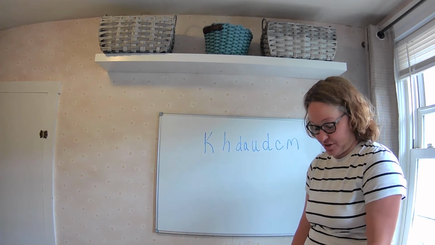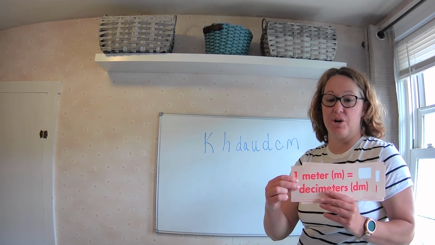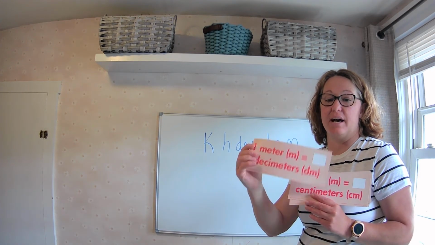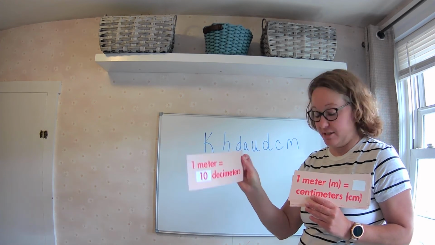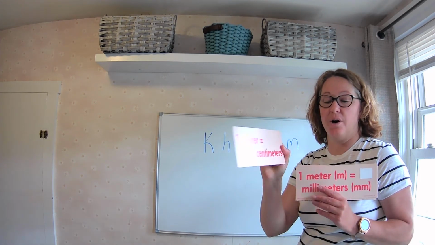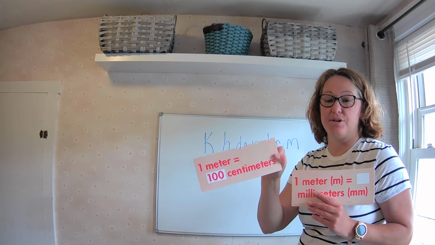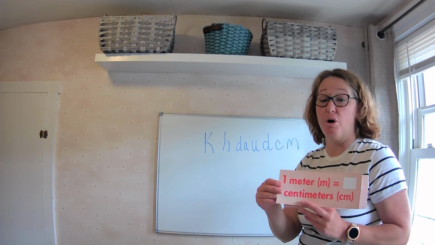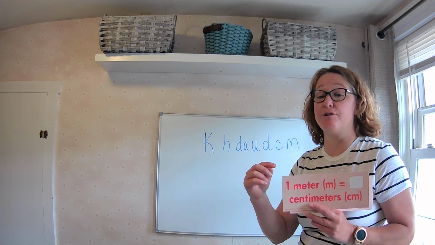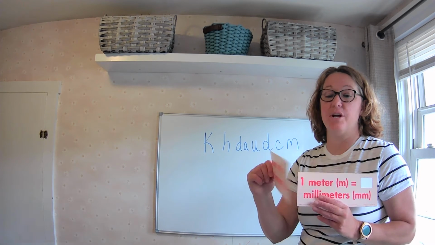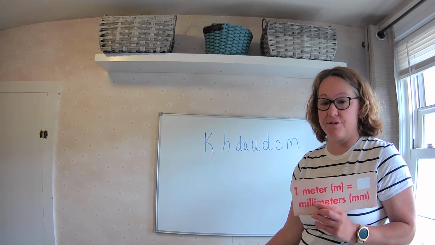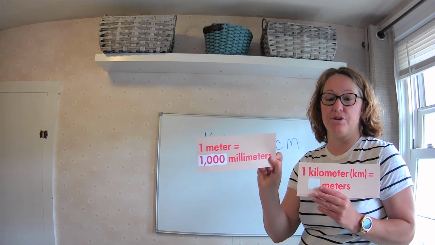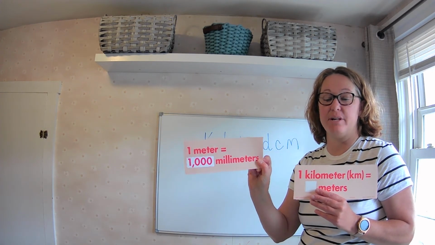So if I was to ask you how many decimeters are in a meter, 1 meter would equal 10 decimeters. A meter would be 100 centimeters. When we get to fractions, centi is 1/100th, but to make a whole, you would need 100 over 100, which would make a whole. So 1 meter is 100 centimeters. 1 meter is 1,000 millimeters.